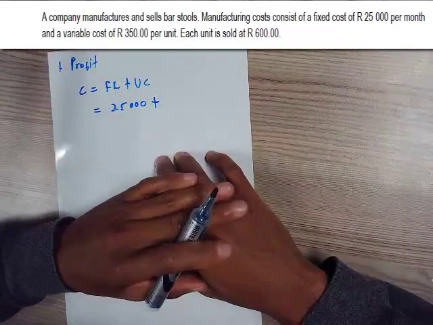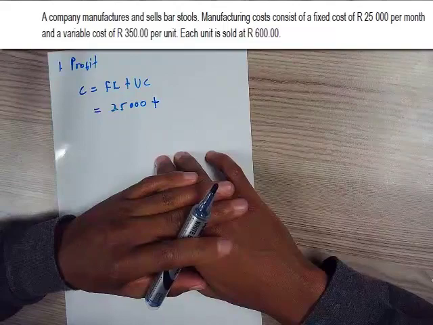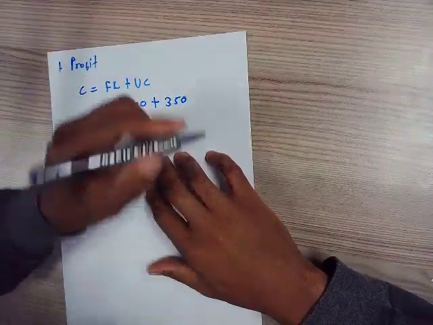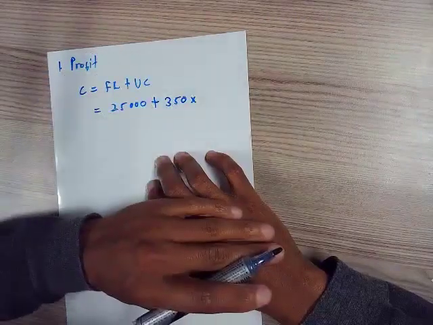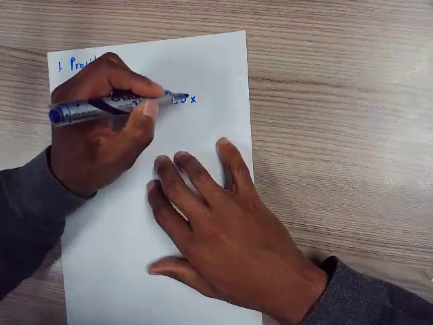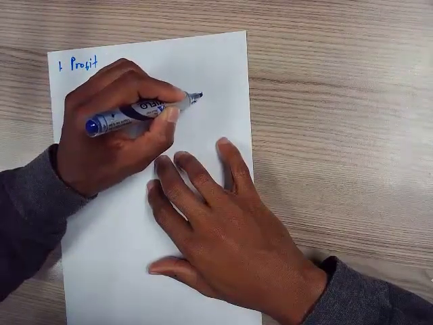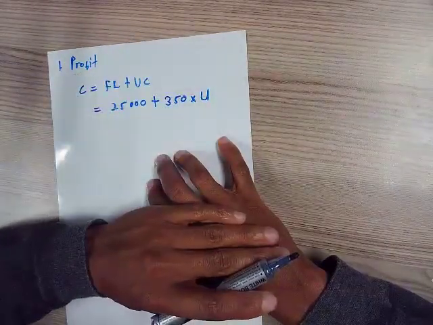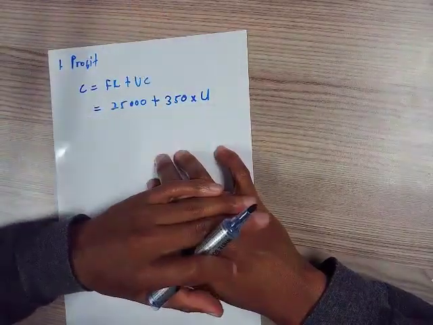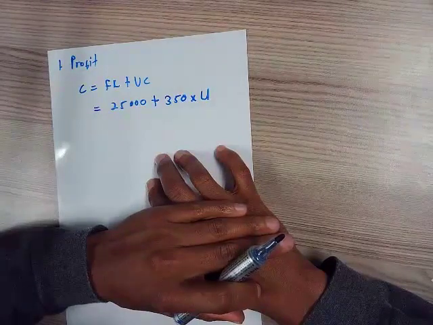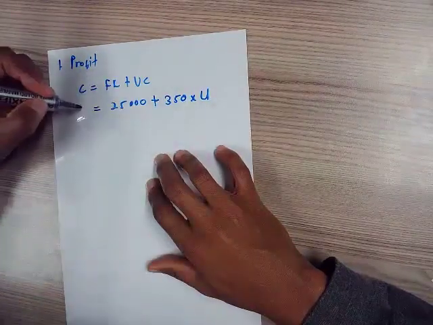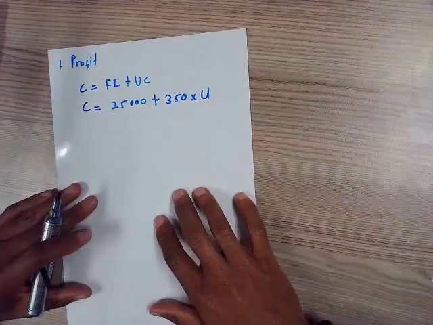And then you have your variable cost. Your variable cost is 350 rands, right? Multiplied by an independent variable. Now this variable, I'll call it U, right? You multiply it by 350, it will give you that cost, depending on that particular month. So those are your total costs, right?